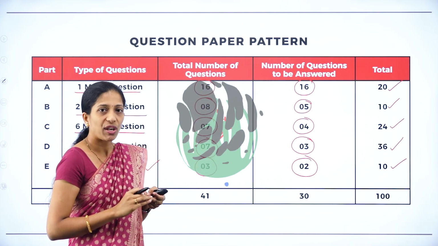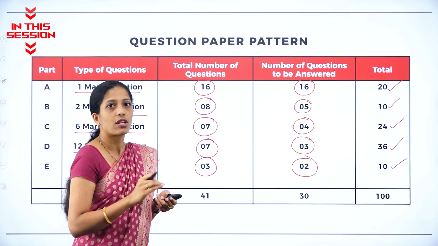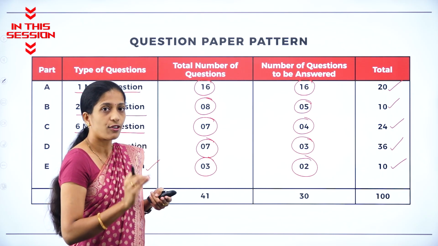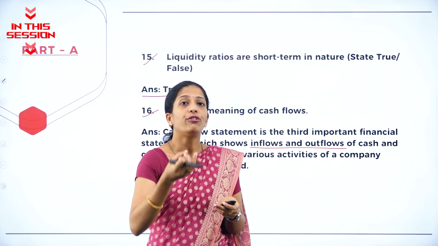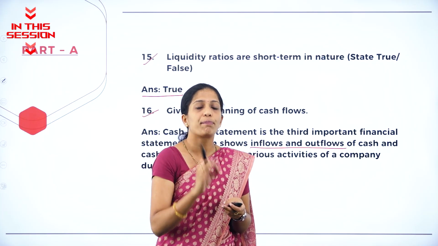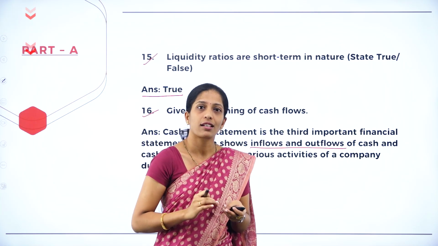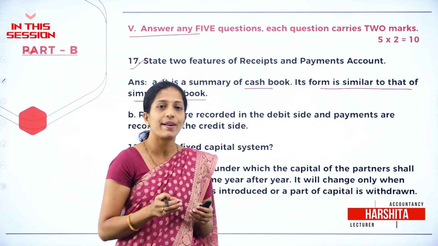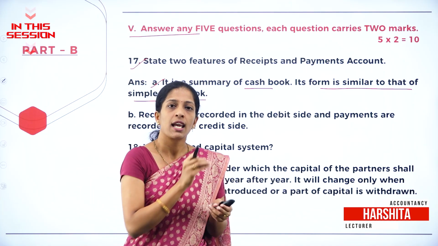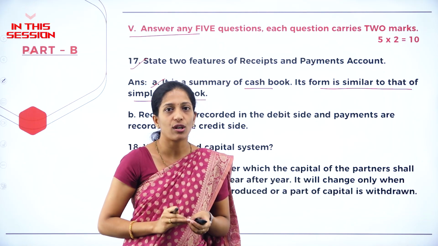Part E, that is POQ, practical oriented question, where they'll ask you 3 questions out of which you have to answer any 2. Here also you have an option. What is cash flow? The inflow and outflow of cash in a business due to various types of activity is called as cash flows. How we are going to prepare a simple cash book where we will record only cash transaction. In the same way, a receipt and payment account is like a summary of a cash book.